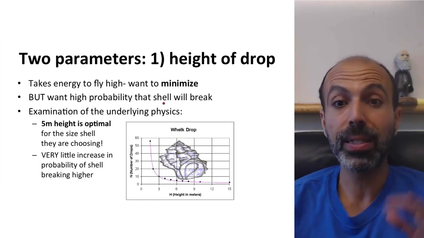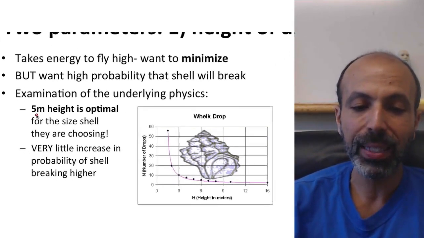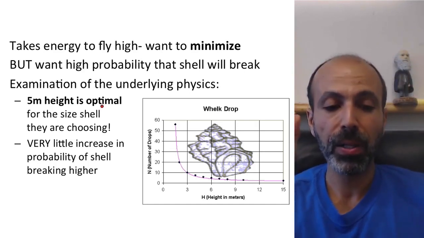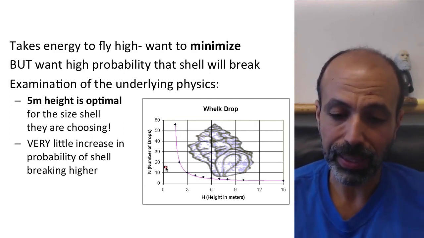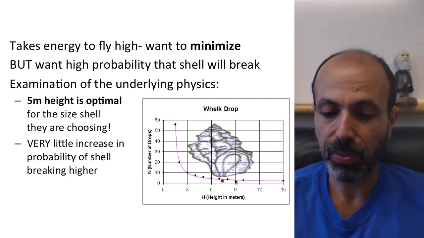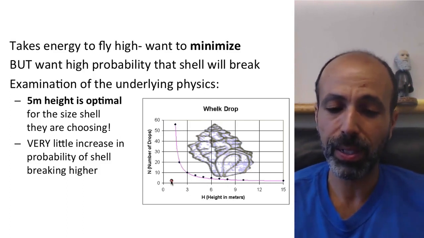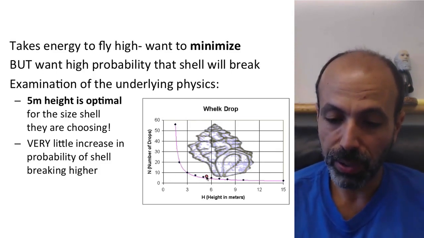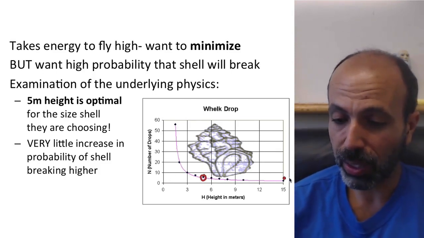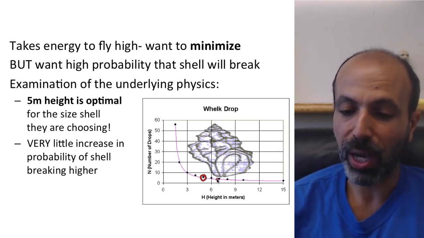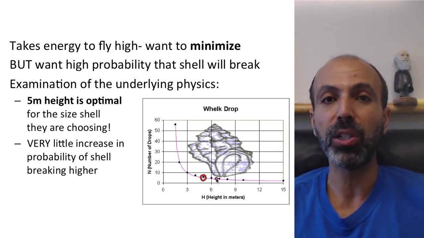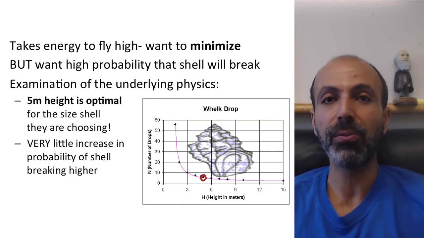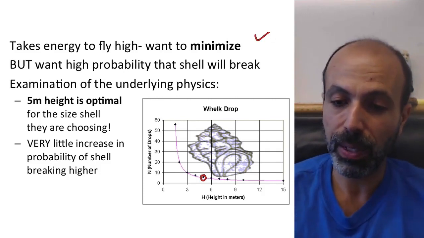So people looked at this in the context of the underlying physics, and it turns out, in fact, 5 meters height is optimal for that size shell to shatter. So you can look here on the x-axis, the height in meters. This is from 0 to 15 meters in the air. On the y-axis is the number of drops required to break the whelk shell. And you note when you're at 5 meters, you're pretty much at a level point there where it doesn't seem like if you go much higher, you have a much higher probability of breaking the whelk shell. So that's at a very optimal point. There's very little increase in probability of the shell breaking if you go any higher. So that does seem to be adaptive.